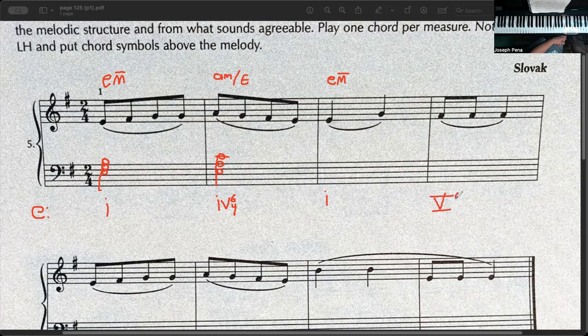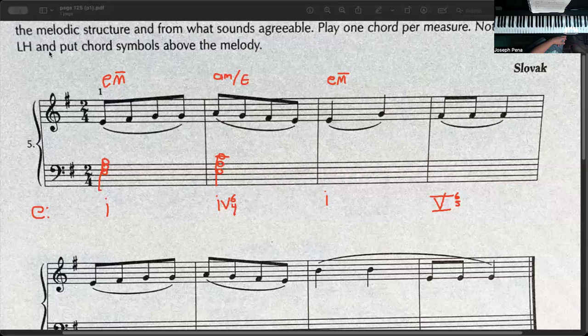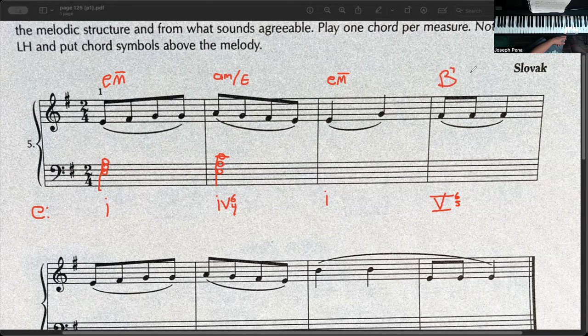So go ahead and put the dominant, capital V, 6/5 as the figured bass, and the chord symbol, the pop chord symbol, is going to be as follows. We put B7, and that's going to be slash D sharp.